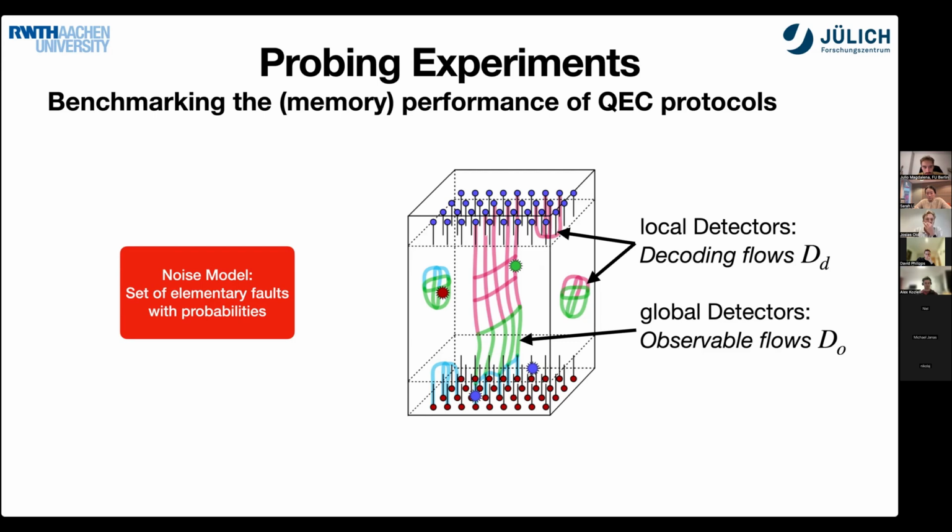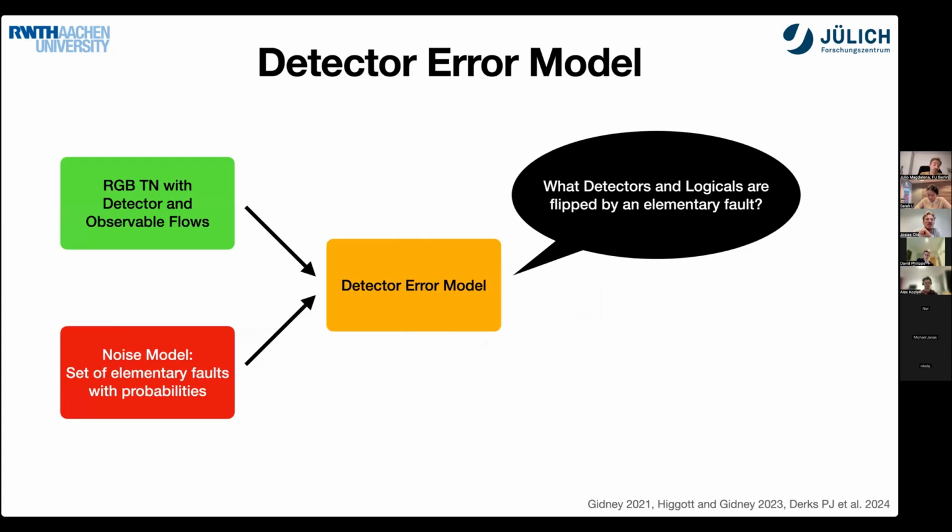So this will be our observables. Now, there are tons of other experiments you could think of. For example, instead of choosing global flows in the time direction, you could also choose them in the space direction. But we will stick with this because it's a standard experiment to check how well we can keep a logical zero state alive. These are basically the two inputs that we need to finalize our benchmarking.